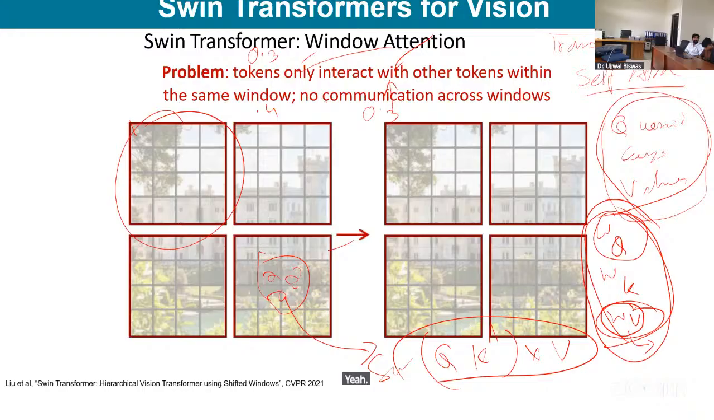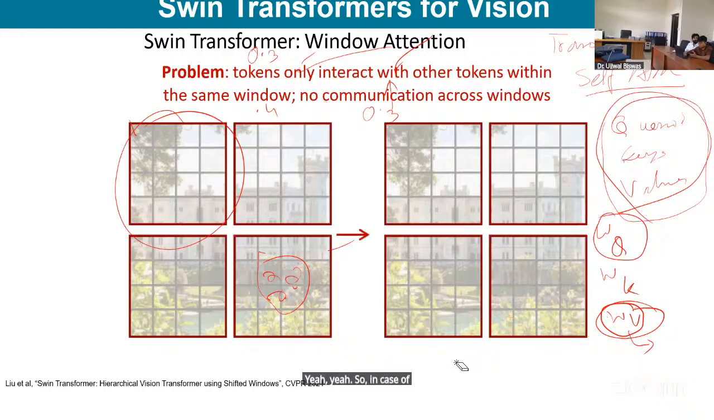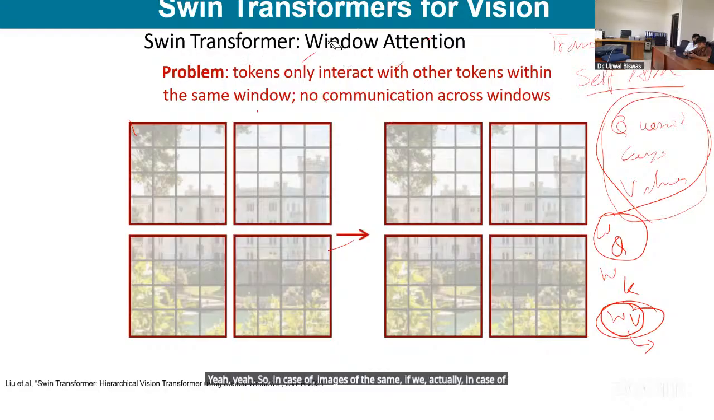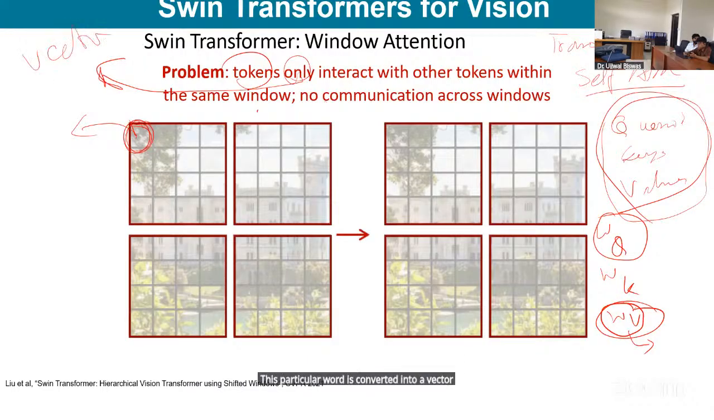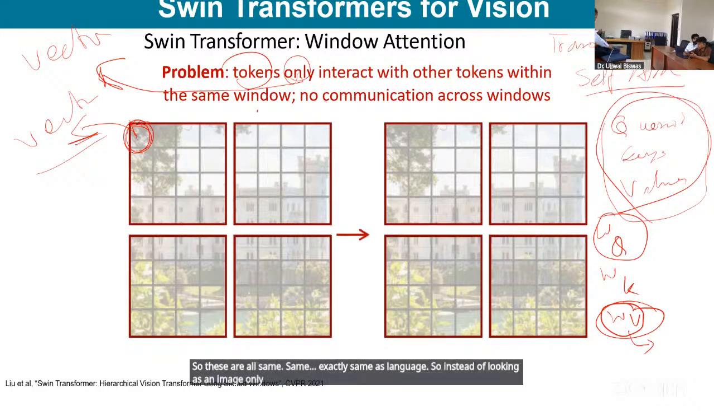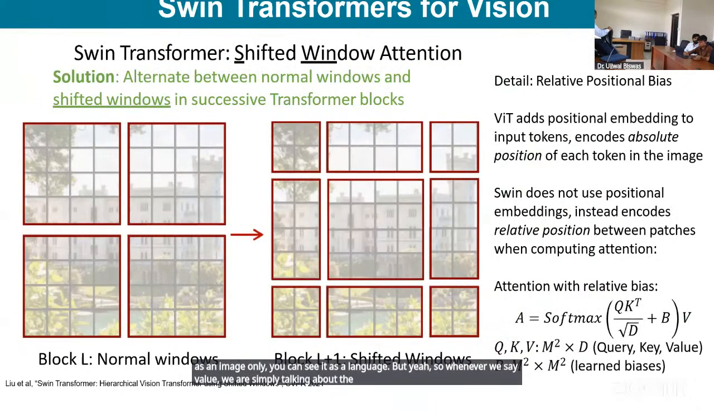Yeah, so in the case of images also it is the same. In the case of a transformer, we are making each one a token. This particular word is converted into a vector. Here also it's a vector. So these are exactly the same as language. Instead of looking at it only as an image, we can see it as a language. Whenever we say value, we are simply talking about the actual value of that patch.